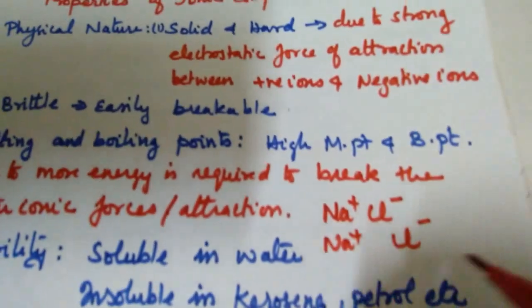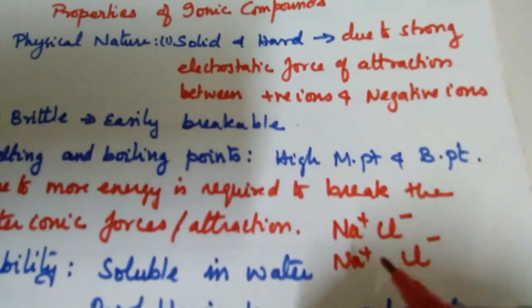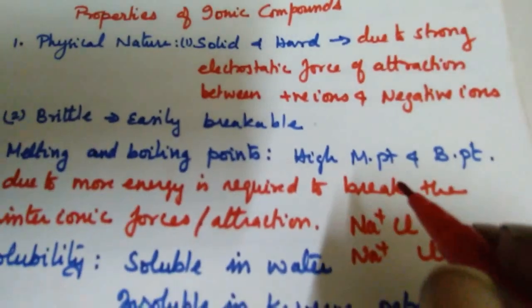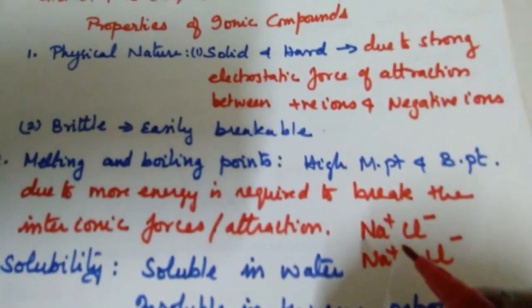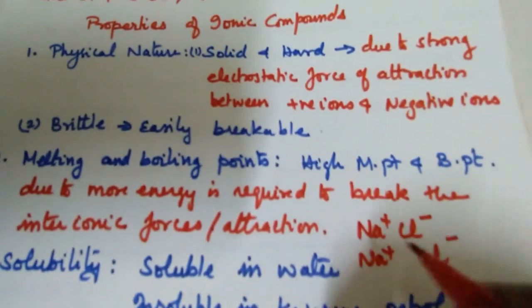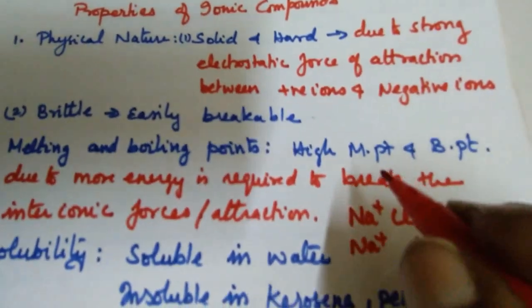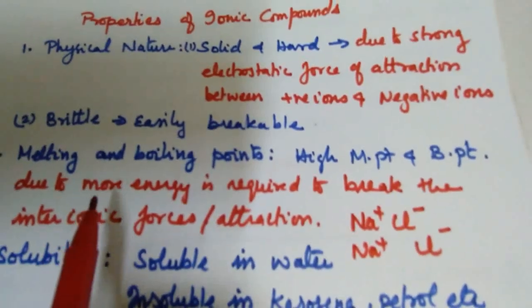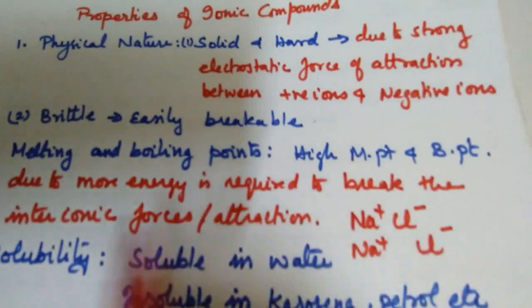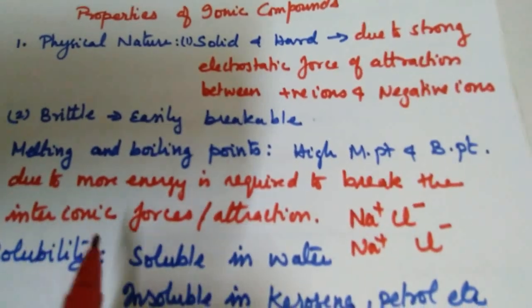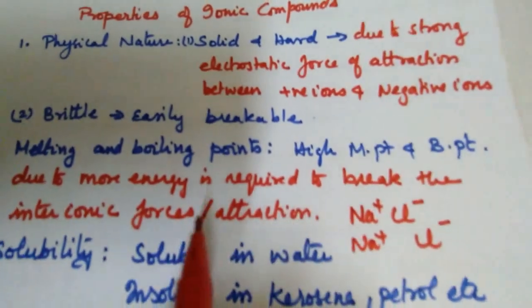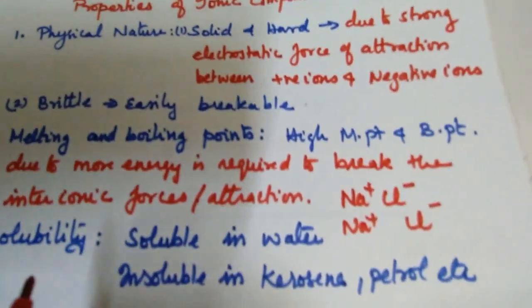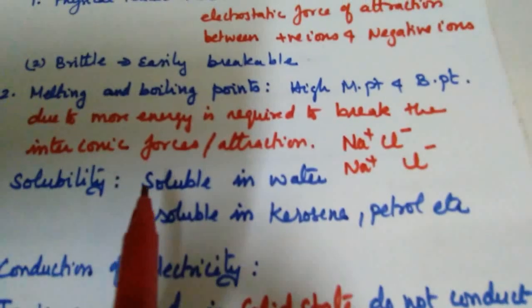I need to separate them. I need to create a repulsive force between them, or I have to break the bond. Okay, so for that I need a large amount of energy. I have to energize them more, so that they have a higher melting point and a higher boiling point, due to more energy being required to break the inter-ionic force of attraction. This is the reason you have to write when they ask why it has high melting point and boiling point.